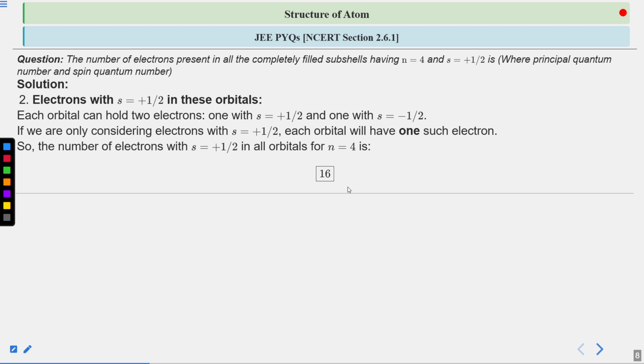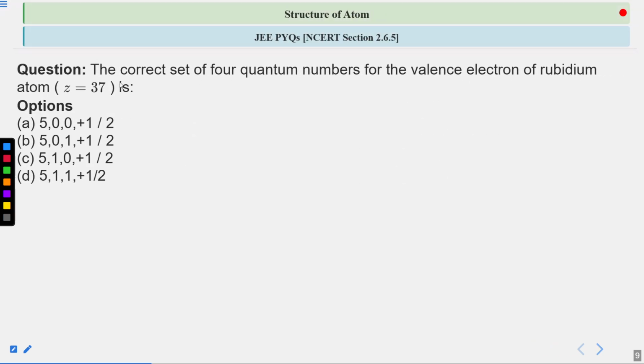Okay, moving on to our next question. Now this is a JEE PYQ, and this is covering the NCERT section 2.6.5. The question says: the correct set of 4 quantum numbers for the valence electron of rubidium atom is, where the rubidium atom's atomic number is 37, Z. You have to tell the correct set of 4 quantum numbers.